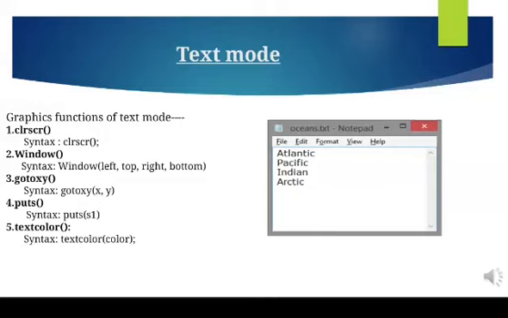The next is the puts text function. It displays strings at the cursor position. Syntax is puts(s1), where s1 is the string to be displayed at the specified cursor position.